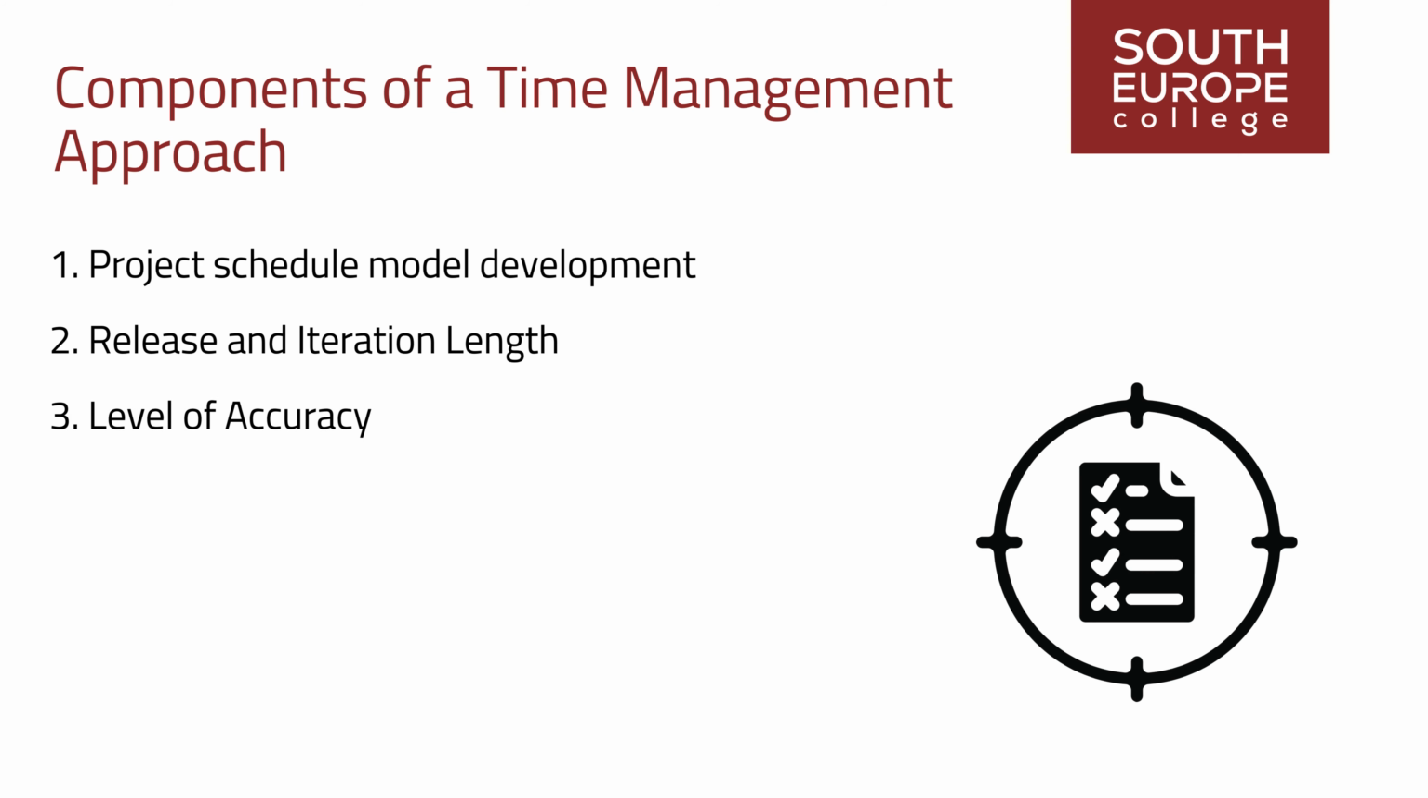3. Level of accuracy. Determination of the acceptable range for realistic activity duration estimates, including provisions for contingencies. This establishes the precision level required in planning and execution phases.